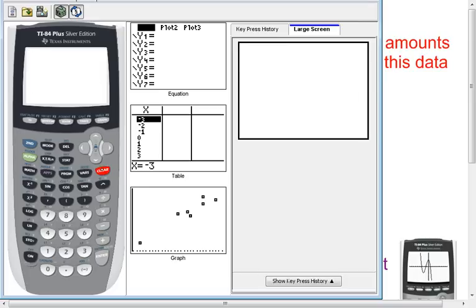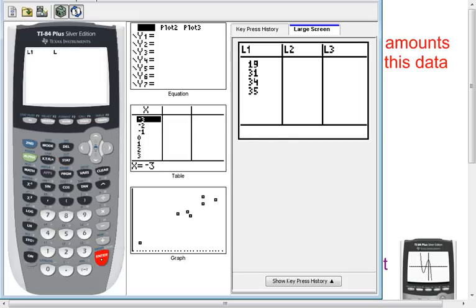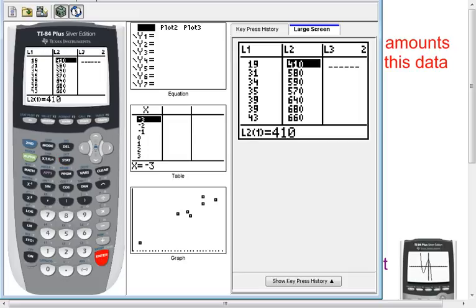Alright, so I'm going to clear out the screen so that it's not there. Remember to get data in, you're going to hit Stat and into Edit. If you have data in there that you want to clear out, you're going to up arrow until the name of the list is highlighted, hit Clear and Enter. But I want you to put fat in list 1 and calories in list 2, and you can hit pause and do that.